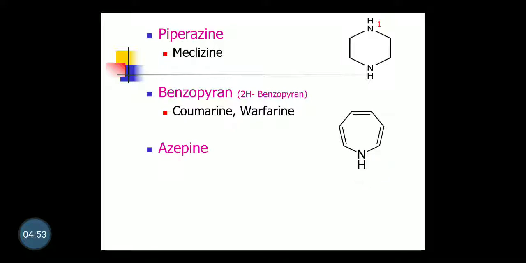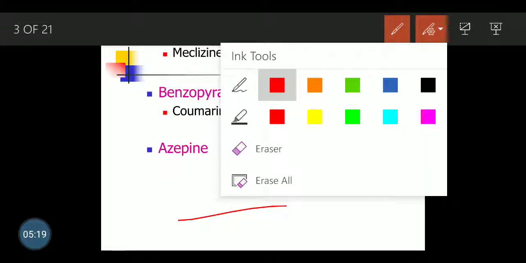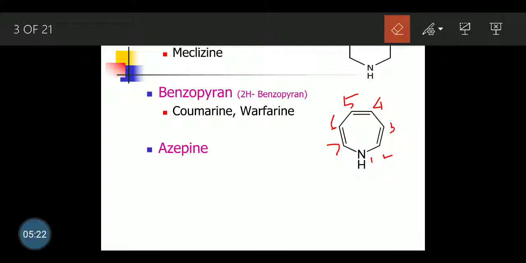Like you can see that the nitrogen is there and 3 double bonds, and actually if you are going to extend the numbering, it becomes 7. Let me try to give the numbering: 1, then 2, 3, 4, 5, 6 and 7. So you can observe that the numbering got extended till 7, means it's a 7-membered ring that we call azepine.